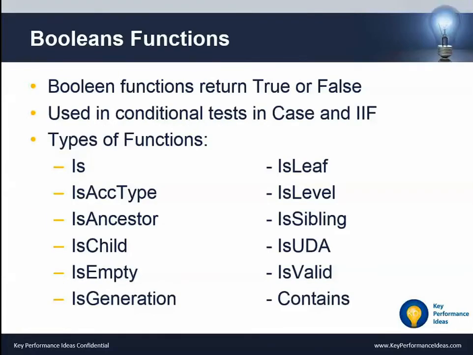Boolean functions, these are those functions that are going to return true or false. They are your case and your if conditional statements. And again, if you look at this list, you notice they all start with an is. So is it a specific member? Is it a specific account type? Is the ancestor something? Is it a child of something? Is the combination empty? So on and so forth as you go through this. It's basically doing that evaluation of true or false, and it does start with the is.